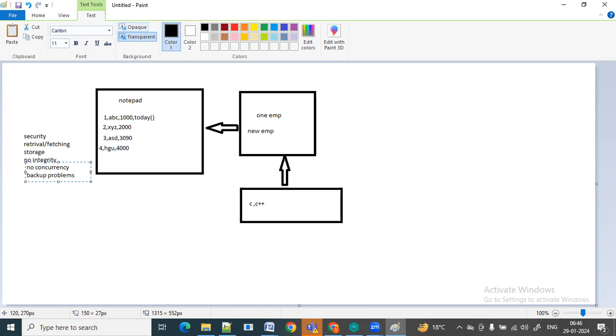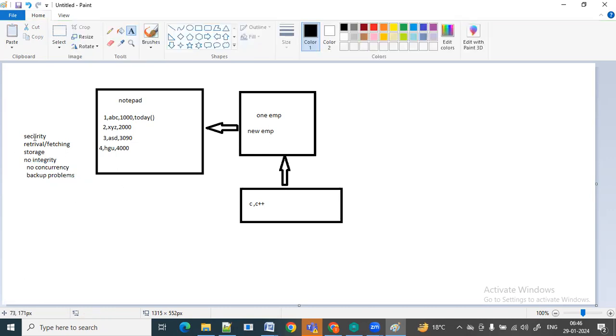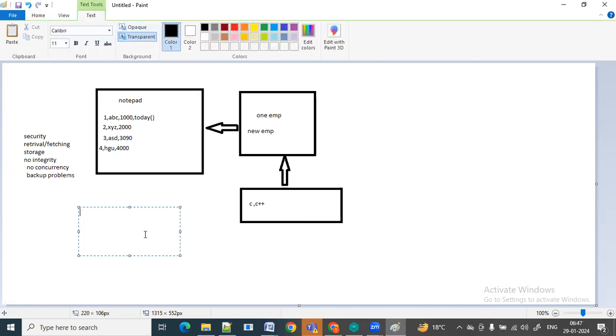So these are some disadvantages we are going to experience if we store our data in the notepad. These all happened before 1960 only.